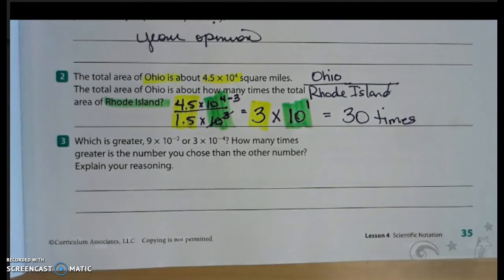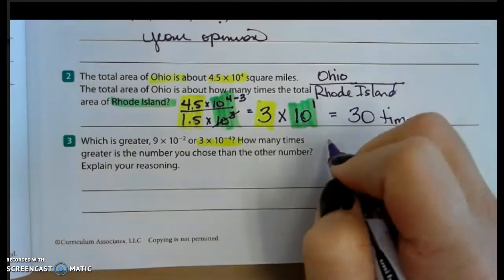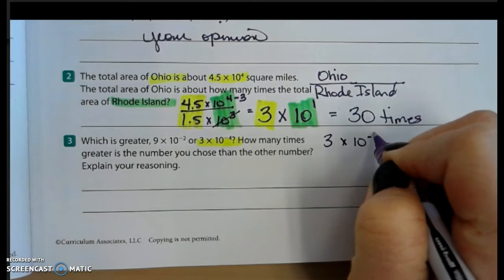Number 3, which is greater, 9 times 10 to the negative 2 or 3 times 10 to the negative 4? How many times greater is the number you chose than the other number? Explain your reasoning. Now you've got to keep in mind with negative exponents, we're talking about numbers that are smaller than 1. The more negative exponents you have, the smaller that number is going to be. I really feel like 3 times 10 to the negative 4 is going to be the smaller of those two numbers. So I am choosing 3 times 10 to the negative 4.